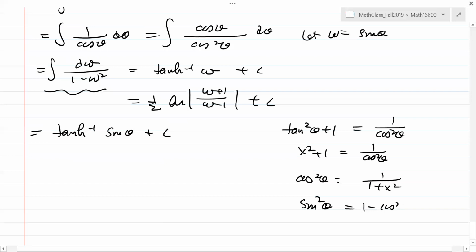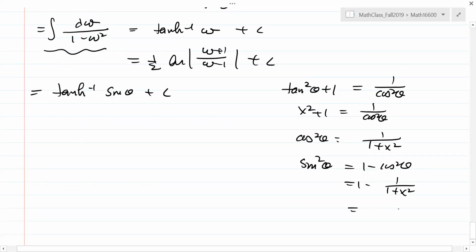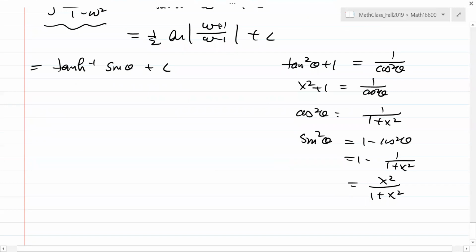Sine theta is this, so it's 1 minus 1 plus x squared, and after you simplify it, you get this. All right, so what is sine theta? You have to put a radical on both sides, and you have to make sure which one is positive. I think sine theta has the same sign as x, otherwise you have plus or minus. Because sine theta has the same sign as x, that's why I just put it.